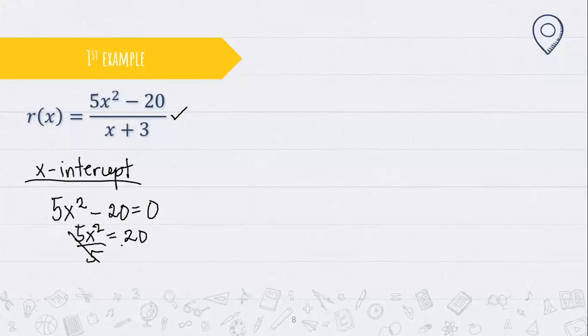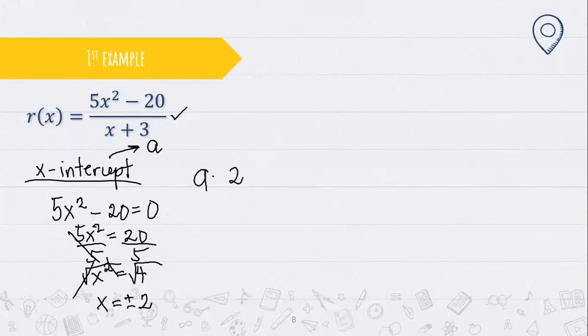Simplify further. Divide both sides by 5. So we have x squared is equal to 4. Square root both sides, so cancel na yung square root and squared. Square root ng 4 is, dahil nag-square root tayo class, that would be positive negative 2. Ayan. So, our x-intercept is at 2. Ngayon, class, by the way, x-intercept is denoted by letter A. So, A is equal to 2.